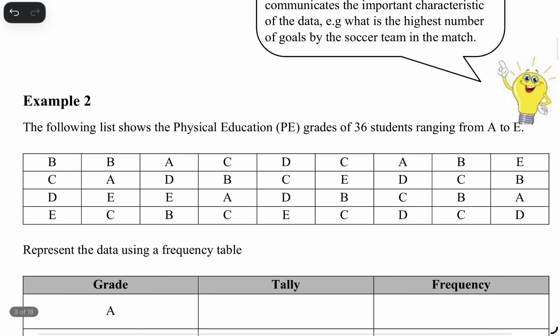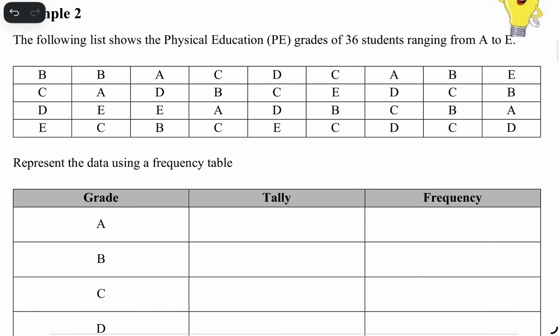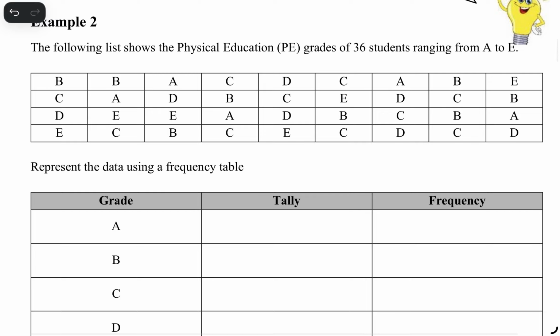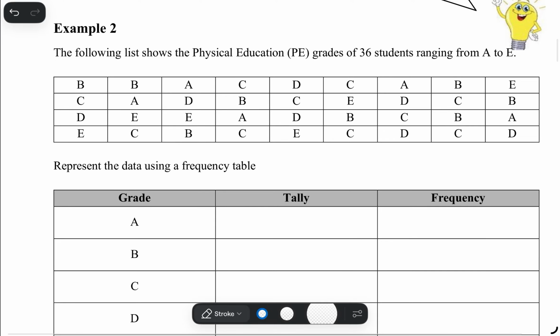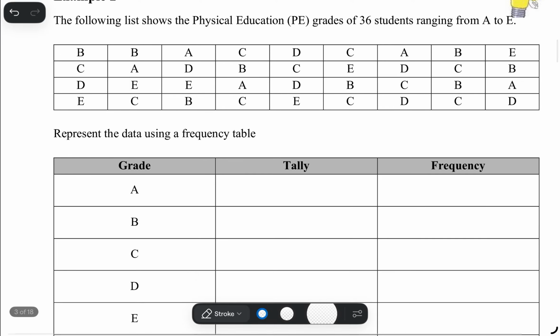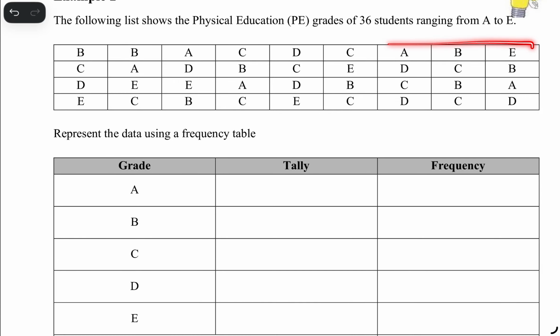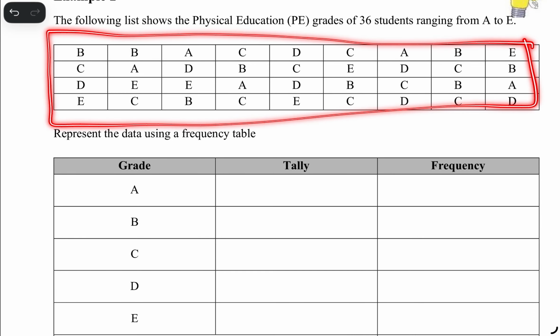Let's now look at example number 2. The following list shows the PE grades of 36 students ranging from A to E. They say represent the data using a frequency table. Can I now give you about 2 minutes to go and count? I'll show you how to count. I have 36 letters over here, and I want to count.